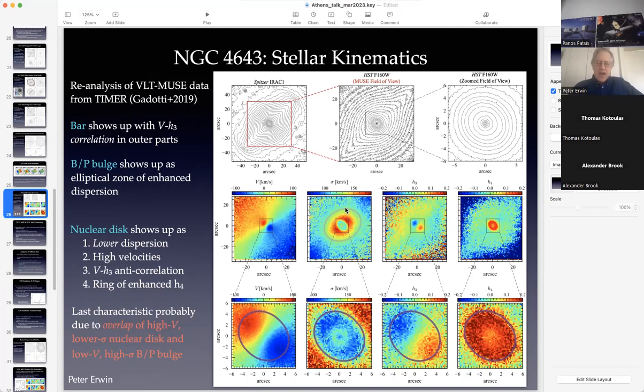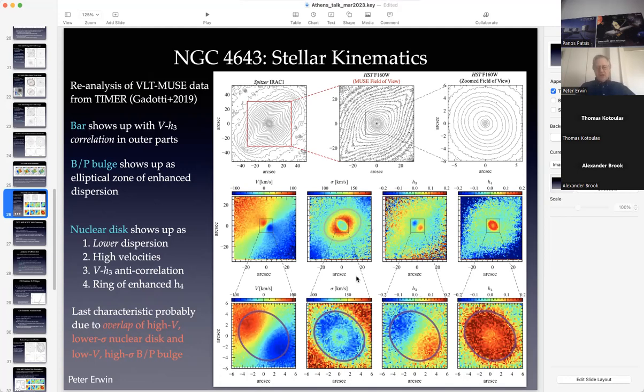Okay. Now, if we zoom in on the center, that's what the box is doing, and the oval in the lower panel shows you the approximate location of what we call the nuclear disk. You can see there's high rotation and there's low dispersion. In fact, if you look up here, it's like someone took an elliptical cookie cutter and just stamped the center of the velocity dispersion. So there's just this striking elliptical zone of lower dispersion. So, rapid rotation, low dispersion.